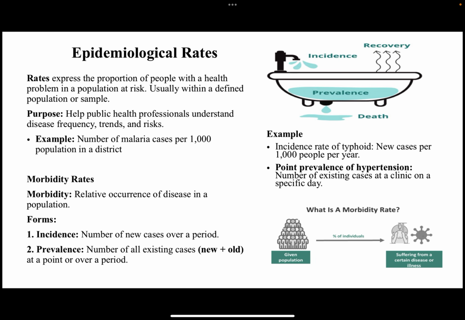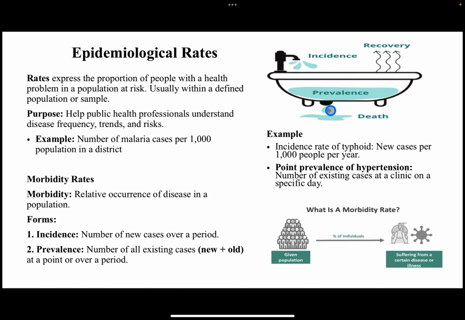So if you look at the diagram over here, this is incidence. You see the tap is flowing. The new ones that are coming out is the incidence. So the occurrence of what? New cases over a period. That is incidence. So let's say this is the source of the infection. The new cases that are coming here represent the incidence.